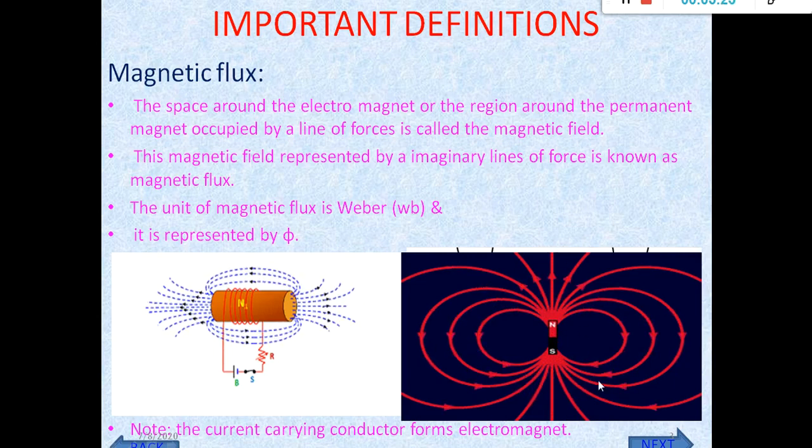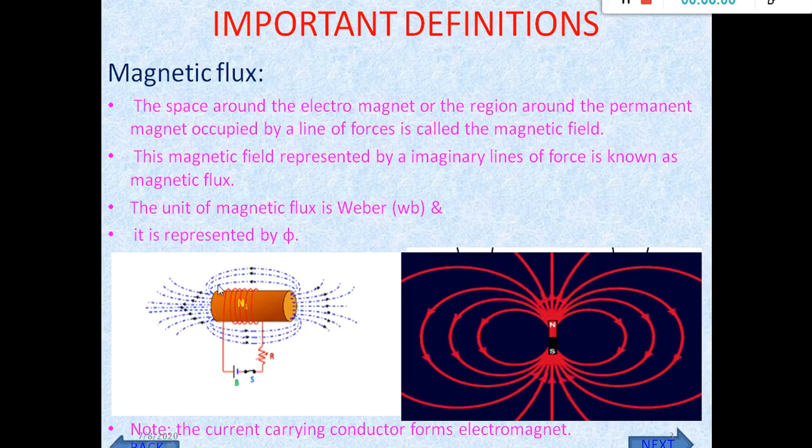In a permanent magnet, we never change the amount of flux lines. It is an imaginary line, not visible to our eyes, and it is identified by its attraction and repulsion behavior. These flux lines or magnetic fields are represented by the symbol phi, and the unit is Weber. And this is the electromagnet.